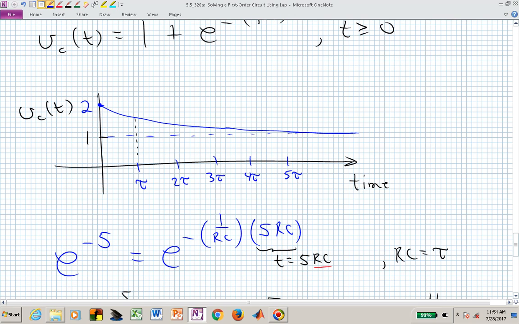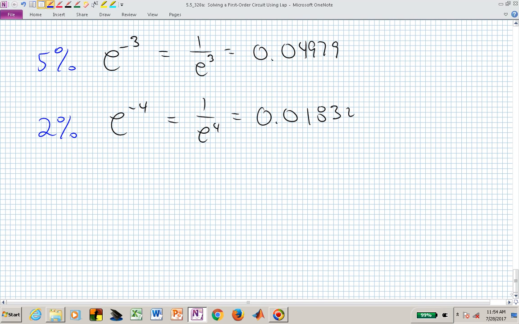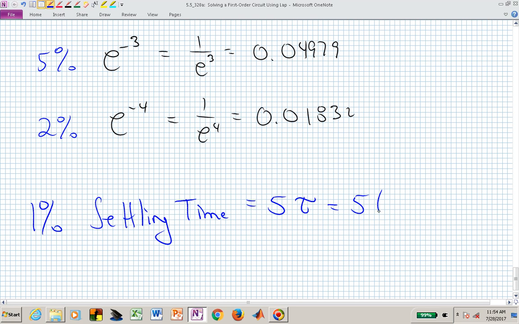And as we said before, our 1% settling time is influenced by 5 time constants, which in this first order RC circuit is 5RC, and sometimes we'll denote that as T sub S. This is now our time constant, tau.